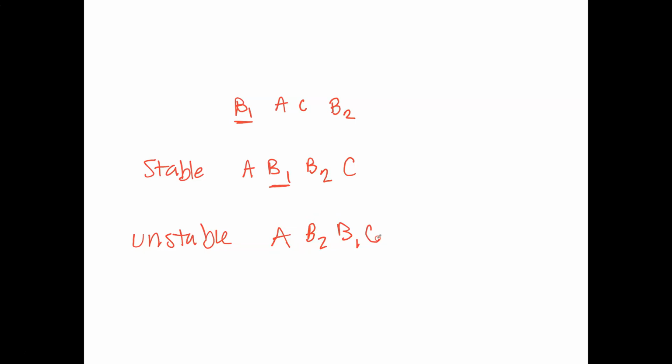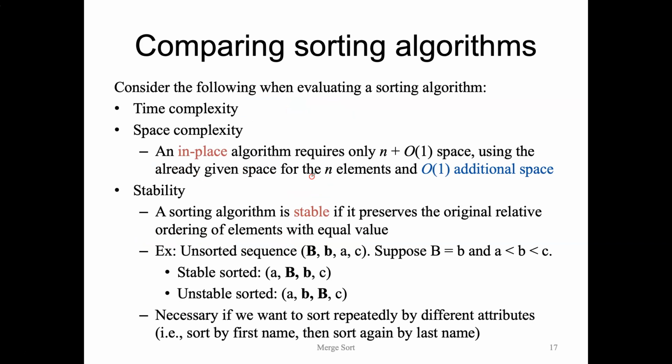So why would we care about a stable sort? Because these have the same value. So what does it matter if we put one before the other or not? Well, it becomes important when we have complex objects that have multiple attributes associated with them, which realistically is what we would have in a larger program rather than just a list of numbers.